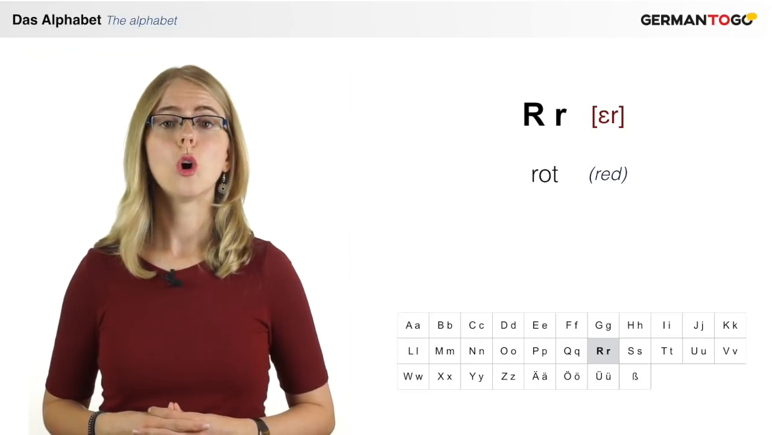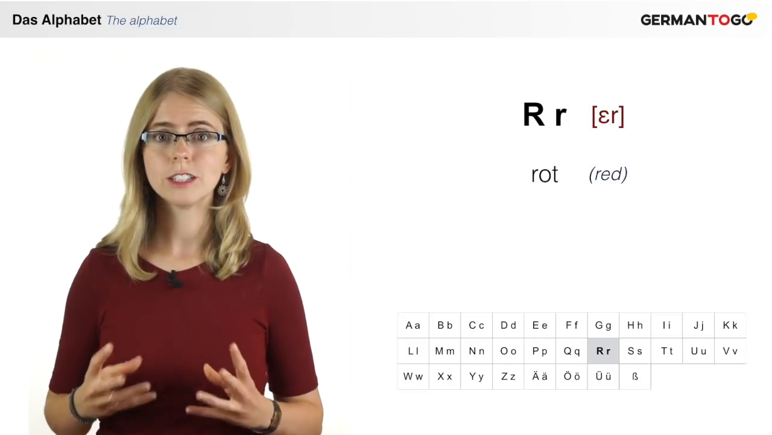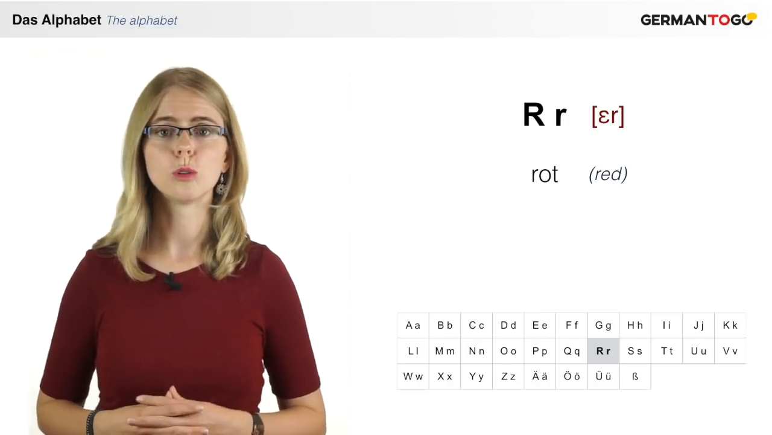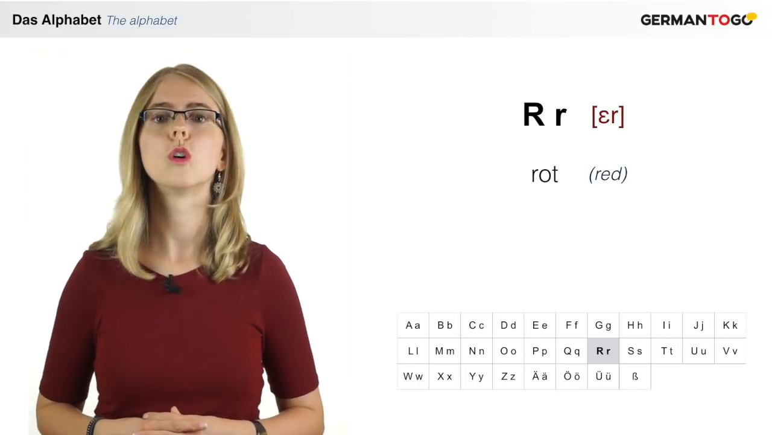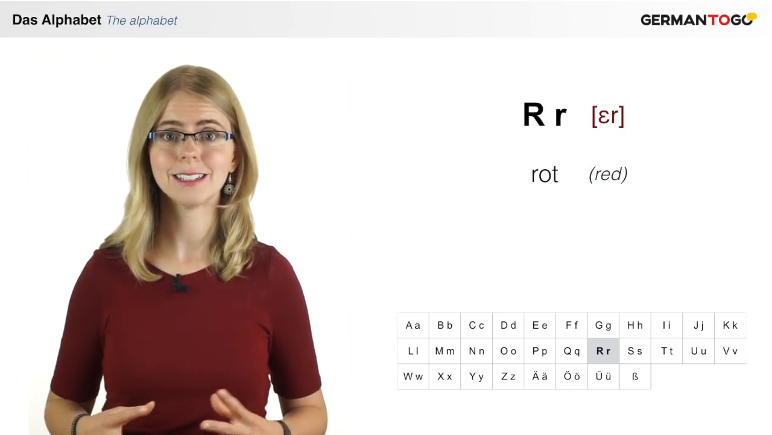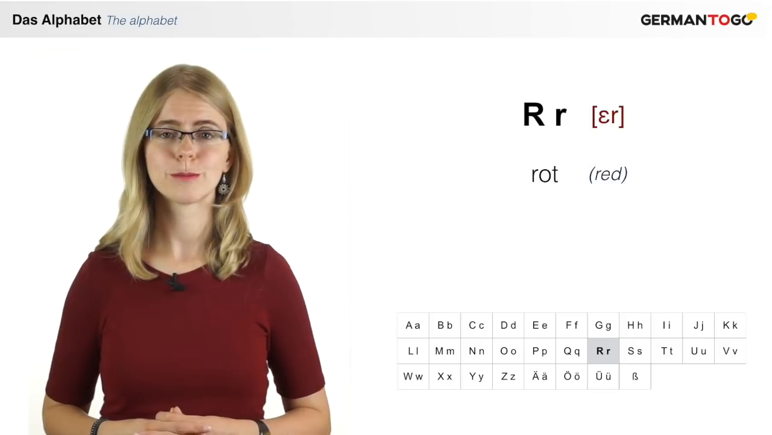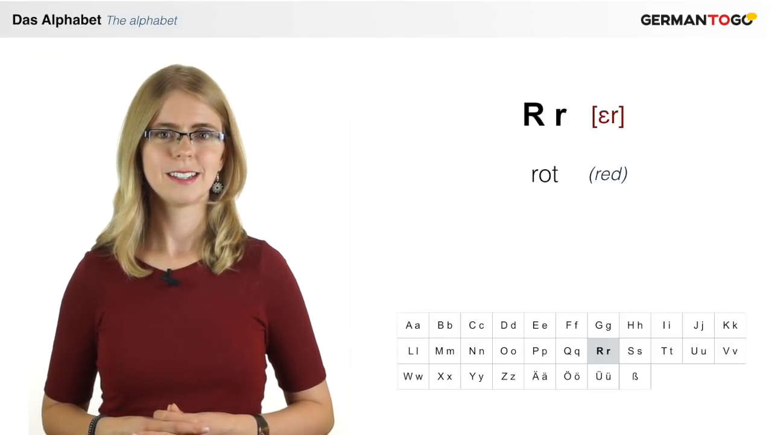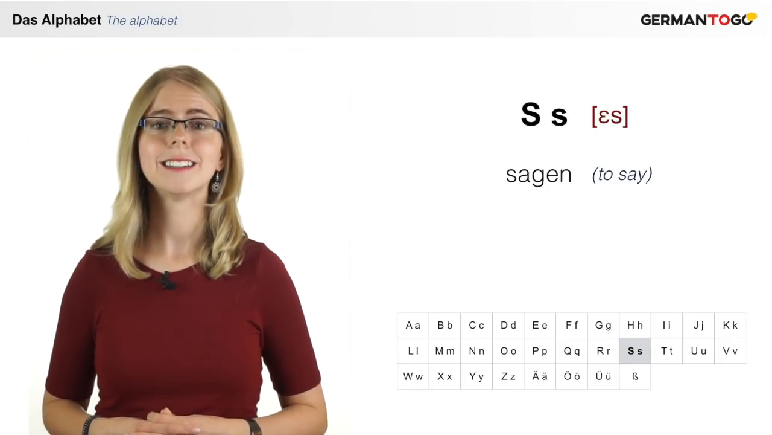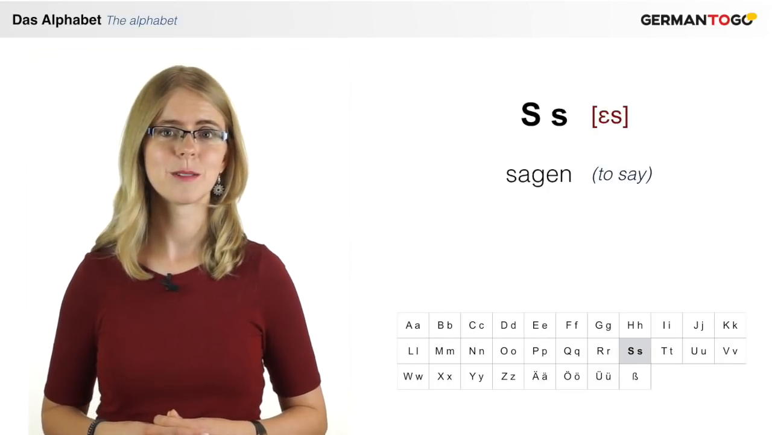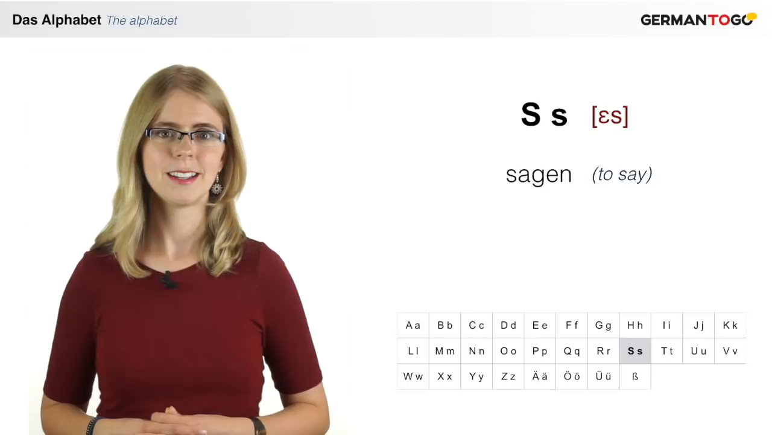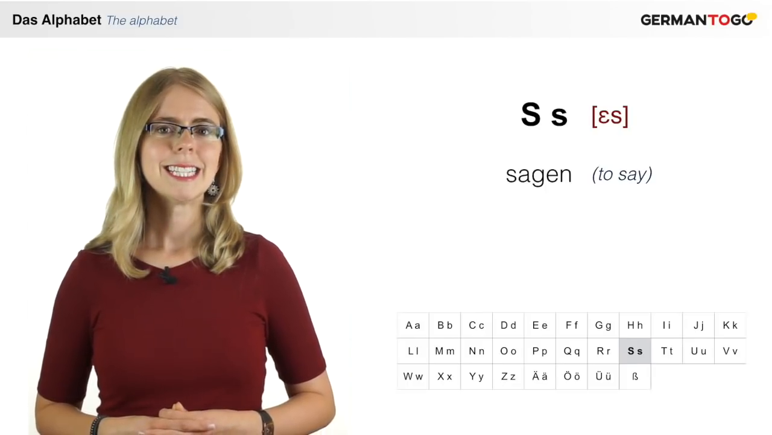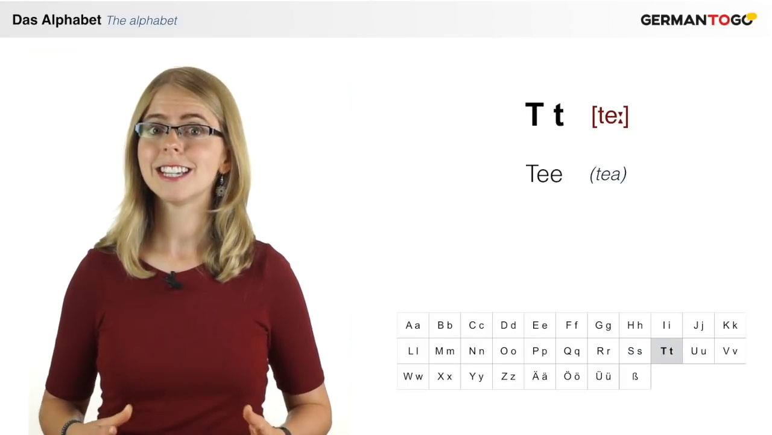R, rot. In standard German, the R is not rolled. It's rot, rot. R, rot. S, sagen. T, Tee.